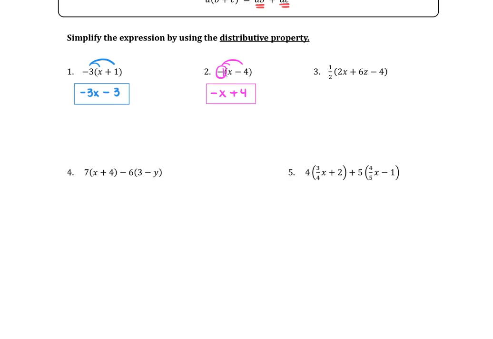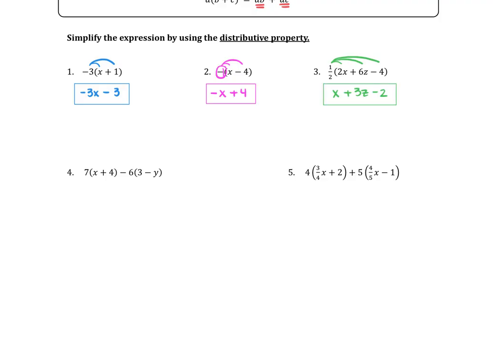Number 3, I cannot combine anything inside the parentheses because they're not like terms, so I'm going to apply the distributive property. I'm going to do 1/2 times 2x. Well, 1/2 times 2 gives me 1 whole, and so I just have 1x, which is the same thing as x. Then I do 1/2 times 6z. Half of 6 is a +3, and I tack on my z. And then 1/2 times -4, well, half of -4 is -2. Again, I cannot combine any of them. None of them are like terms since they don't share a variable in common with the same exponent.